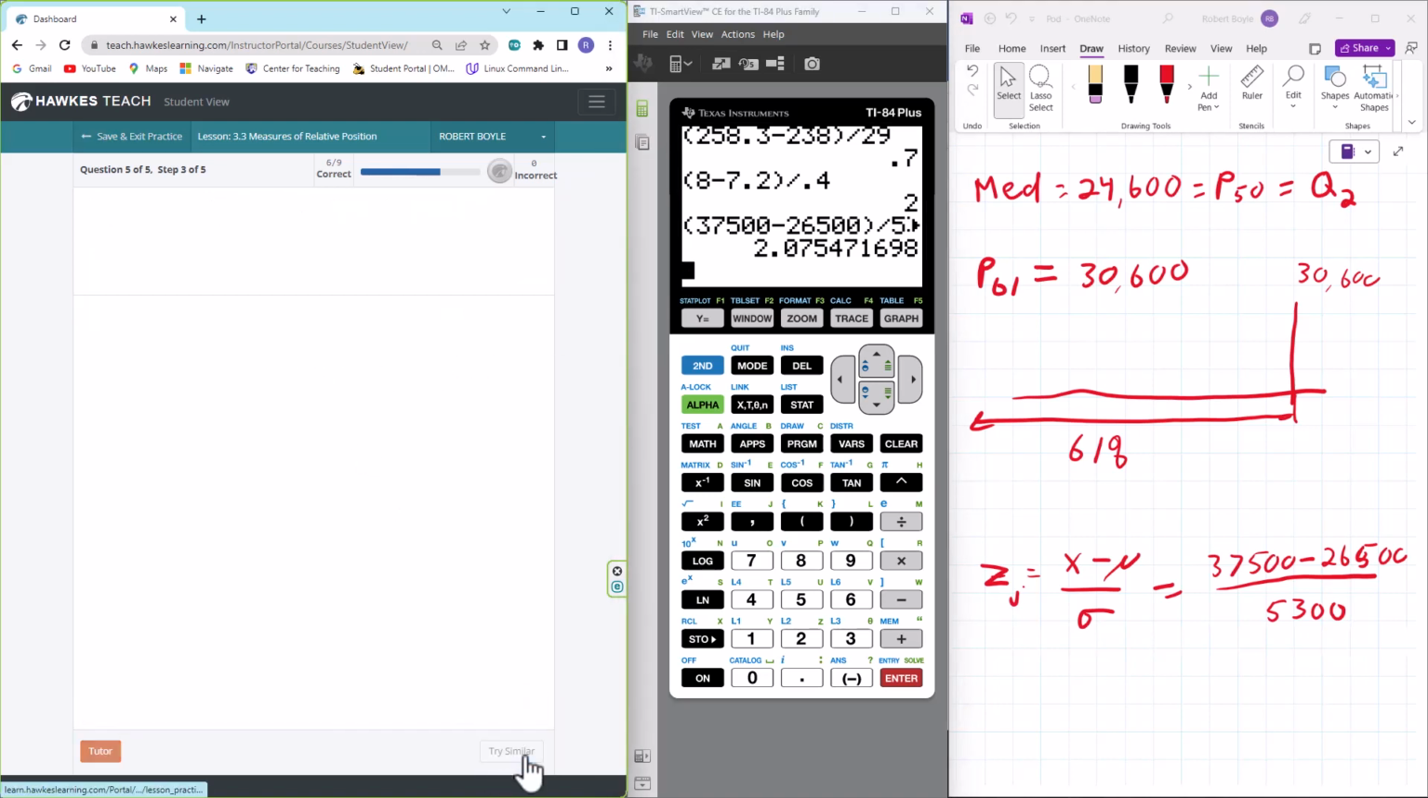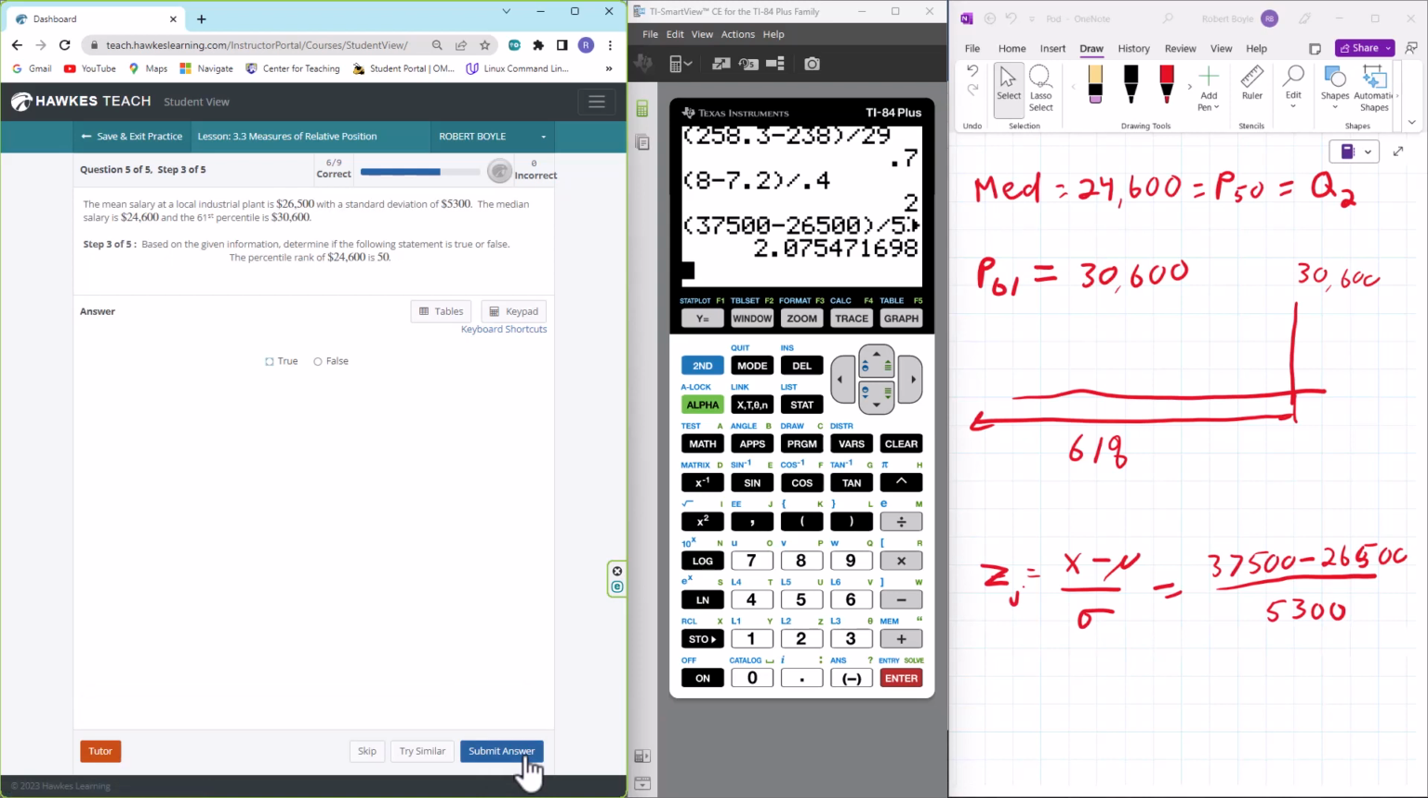Okay, moving on. Question 3. We only have 3 parts left. The percentile rank of 26,400 is 50. Okay, so remember the median is 26,400, which, by the way, is the number in the middle, so therefore it is the 50th percentile. This answer will be true. We actually kind of specified that right there.